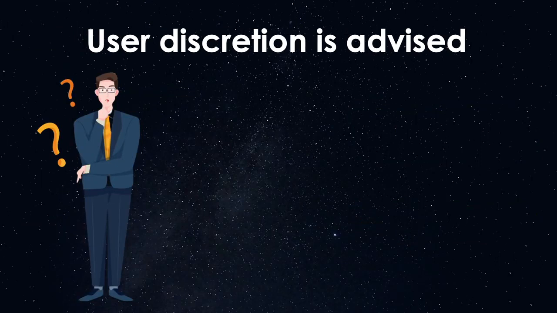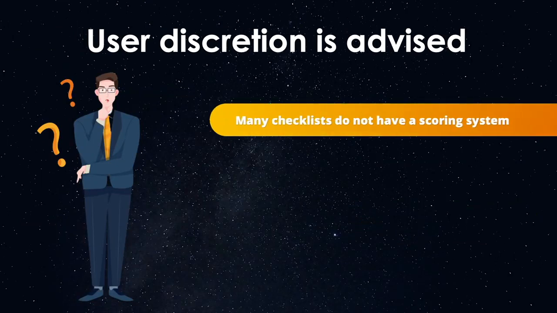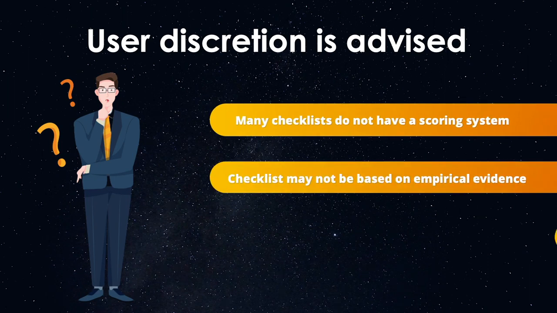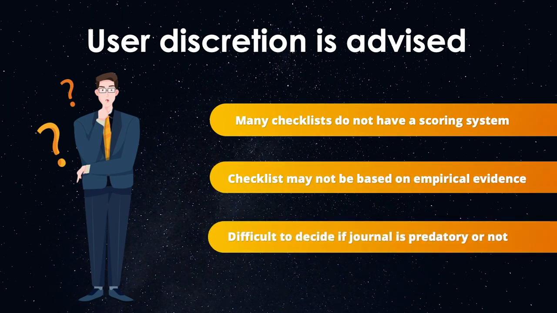User discretion is advised. Many of these checklists do not have a scoring system and may not be based on empirical evidence, so it can be difficult to determine whether or not you are dealing with a predatory journal or publisher. Therefore, try to find a checklist which meets these criteria.